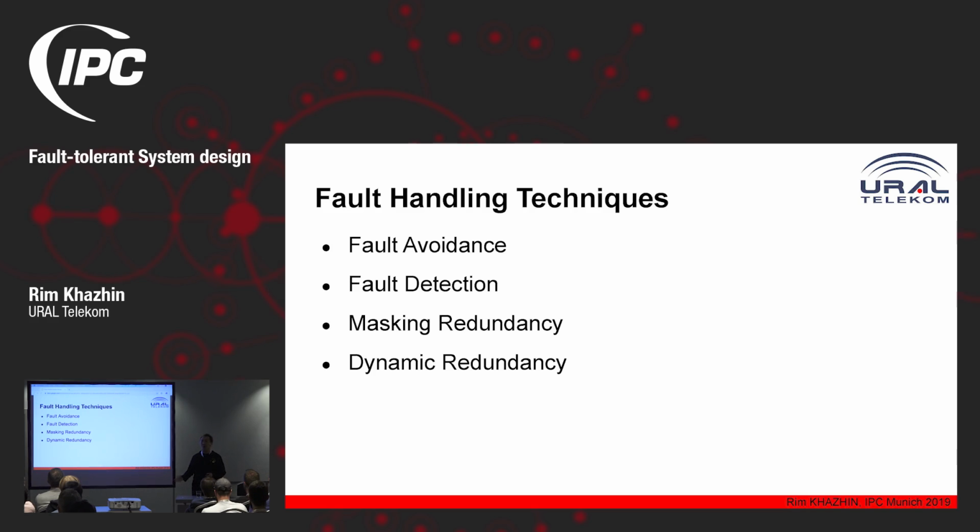For example, designing systems so that the fault can be avoided. For example, making a redundant system. Making a copy of the database. If the database fails, what do you do? You switch to the copy database, to the slave database. Maybe you don't even notice that it switches to a different database. Again, techniques for detecting the fault, acting on that fault, and also techniques for masking redundancy.